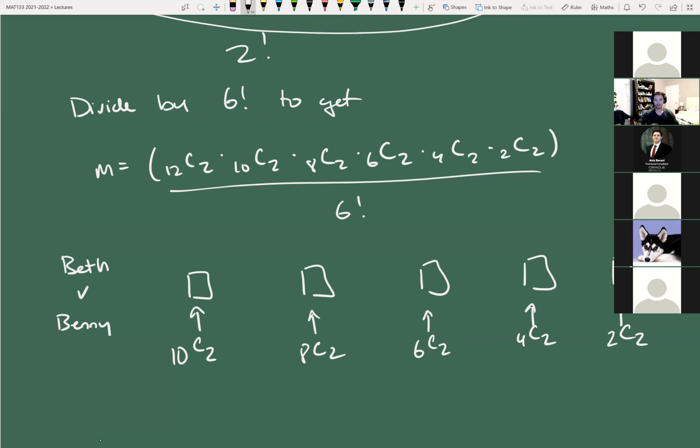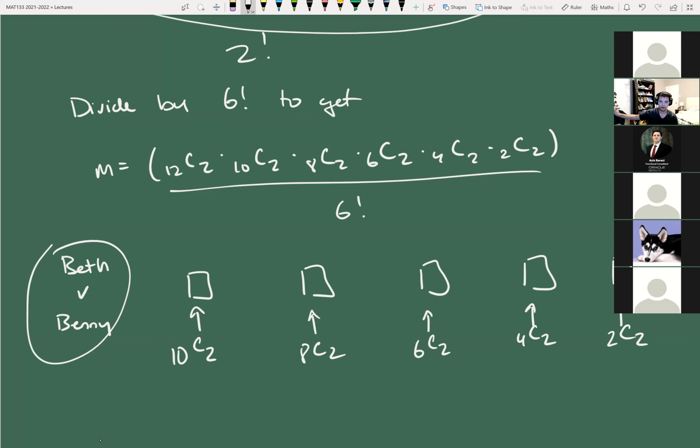So here's the thing. For those of you who said 6 factorial, it's easy to say, look, here's their table, I can move them around. But the thing is, I actually haven't counted Beth and Benny. They're not part of my computation. I'm just saying Beth and Benny are already a match. They're guaranteed to match. I didn't account for what table they're at.